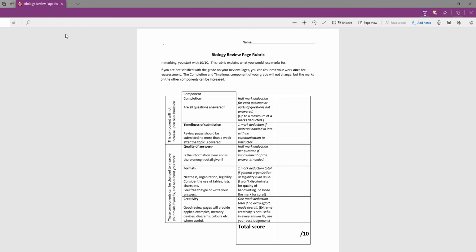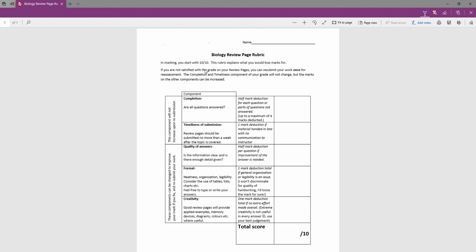So this is just a little video to explain how you get graded or marked on your review pages. Each chapter that you go through, there is no chapter test, but you are being asked to complete the review pages in your paper package. If you pick that up, they're on yellow. And basically these work a little bit funny, so I thought I'd give an explanation for them.